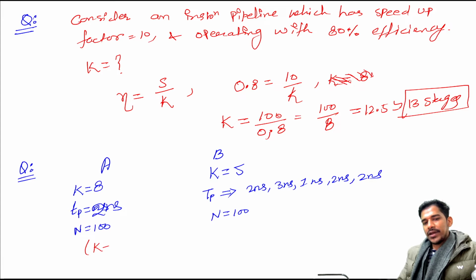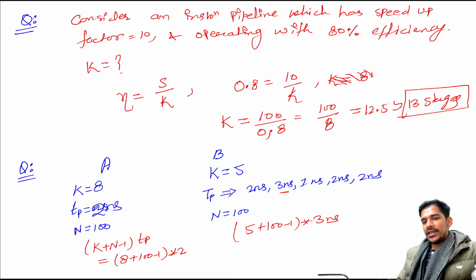K plus n minus 1, into TP, right? That is, the number of stages is 8, the number of instructions is 100, minus 1, into 2. In this case TP will be the maximum of all these, that is 3. The number of stages is 5, the number of instructions is 100, and TP will be 3 nanoseconds. So it will take 104 into 3 nanoseconds, or 312 nanoseconds.